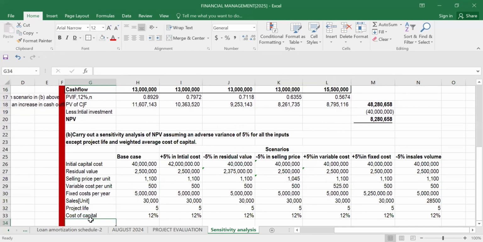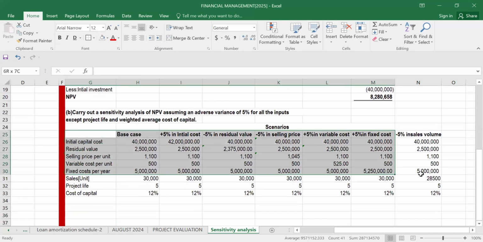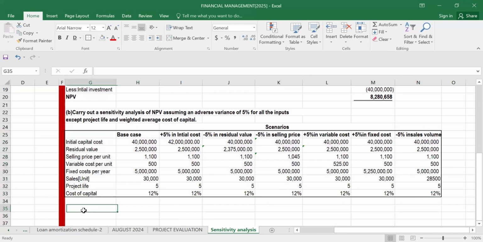So the first thing we need to have here is the sales. Maybe first of all, because these are the variables we are going to use, we need to start by having the sales under all these scenarios. So the sales will be equal to what? This will be equal to the sales in units times the selling price per unit. That's how we compute the sales.